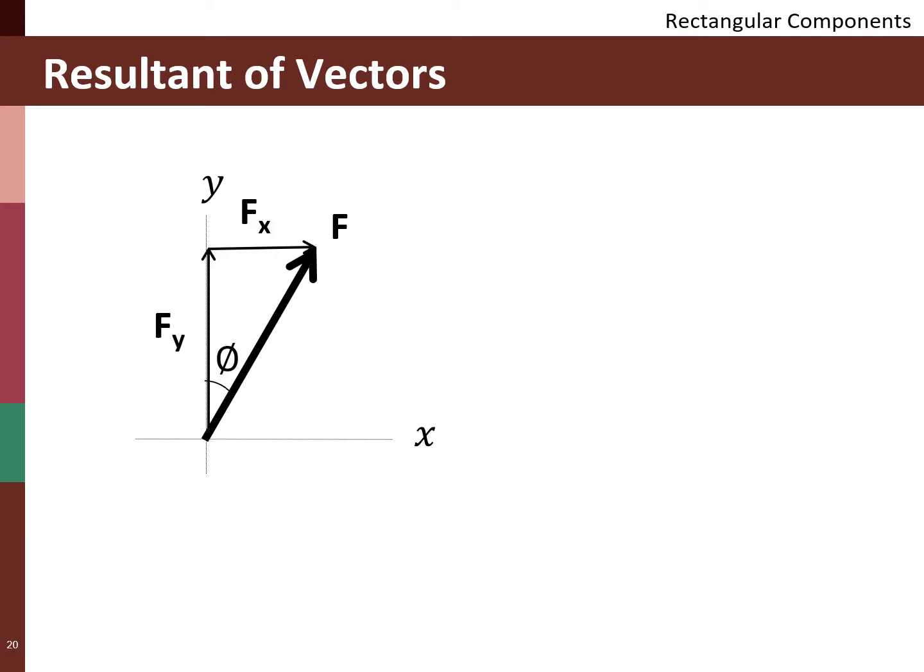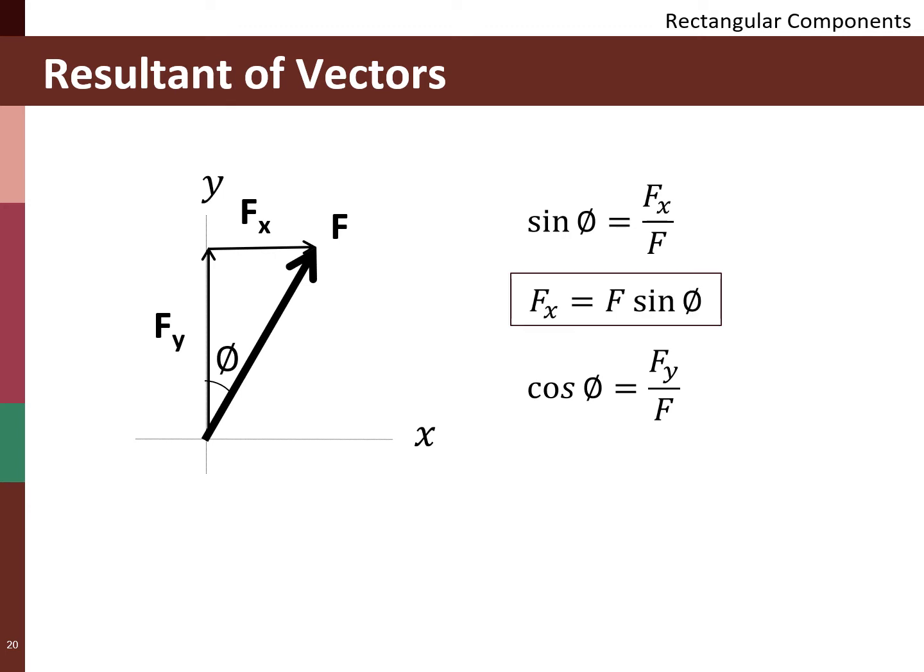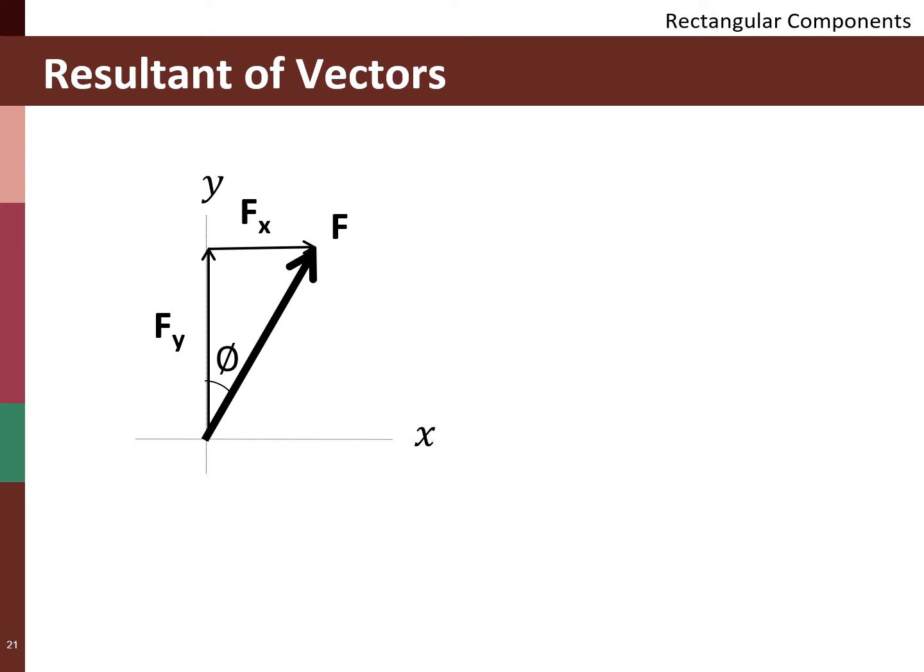If the given direction is with respect to the y-axis, the sine of phi is equal to f sub x over f, and the cosine of phi is equal to f sub y over f, so that the x component of f is equal to f times the sine of phi, and the y component of f is equal to f times the cosine of phi. If we are given the components f sub x and f sub y, the magnitude of f is equal to the square root of f sub x squared plus f sub y squared.